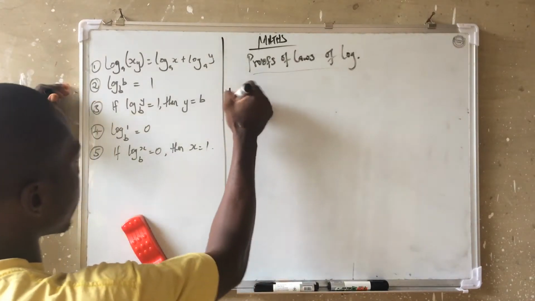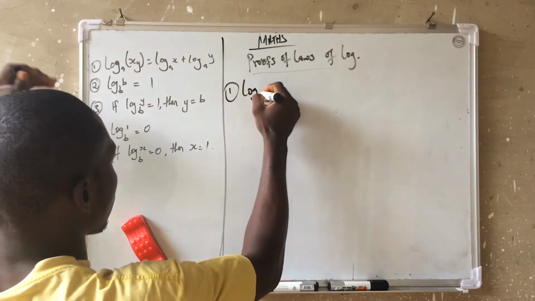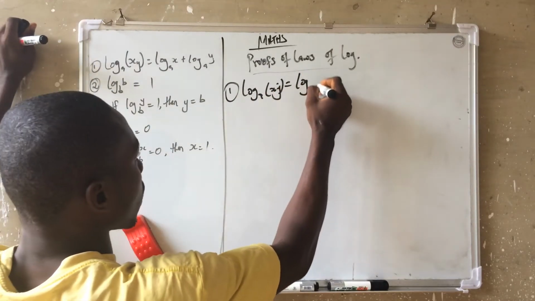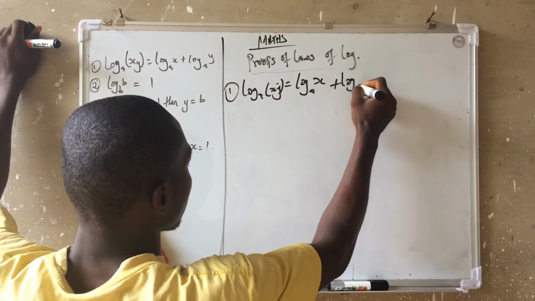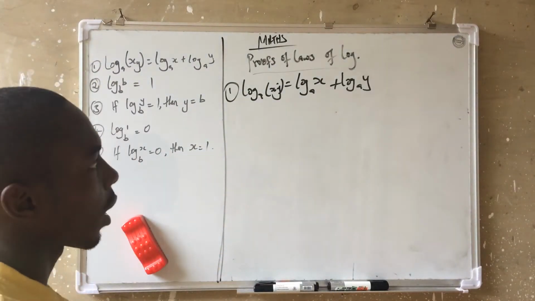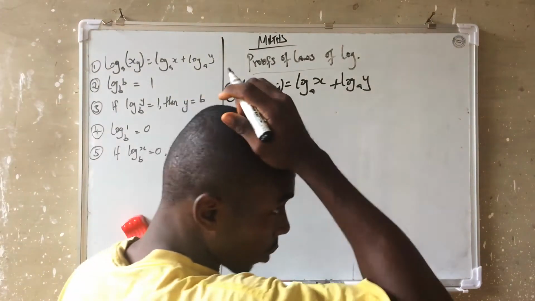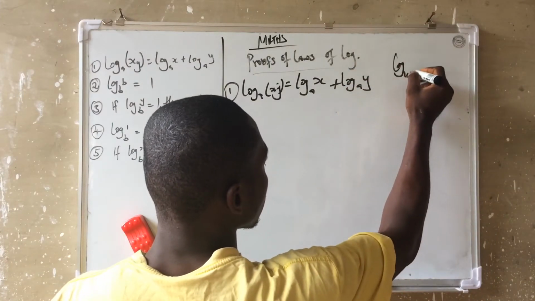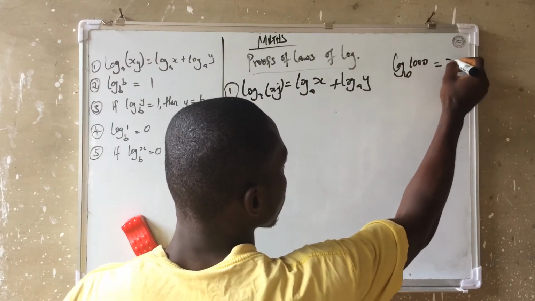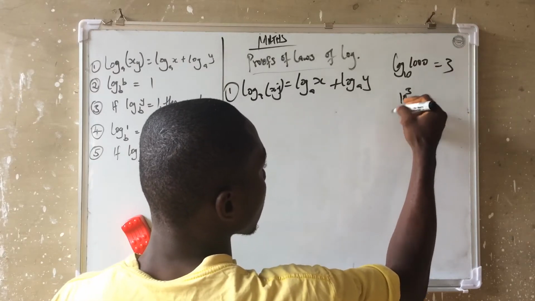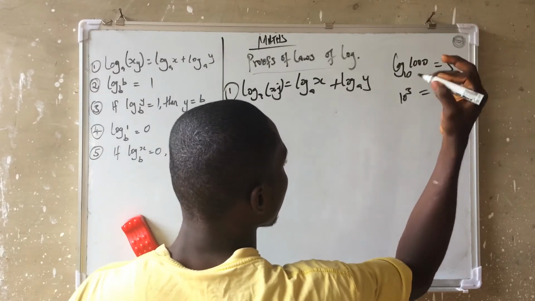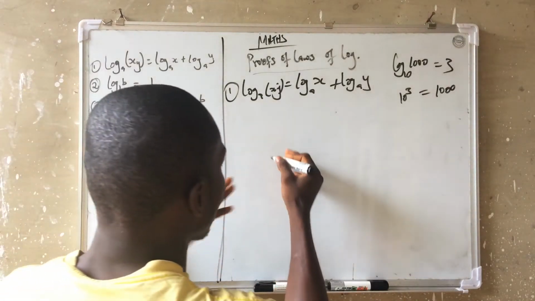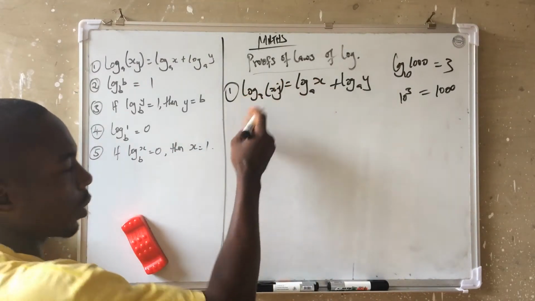So I'll say 1, log a of xy equals log a of x plus log a of y. Now remember the law of logarithm. Remember how we define logarithm? If you have log base 10 of 1000, this will give you 3, meaning that when you take 10 to the power 3, you get back your 1000. That is what we're going to do to this one.